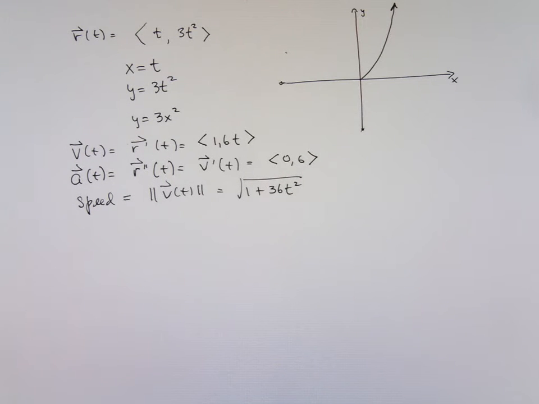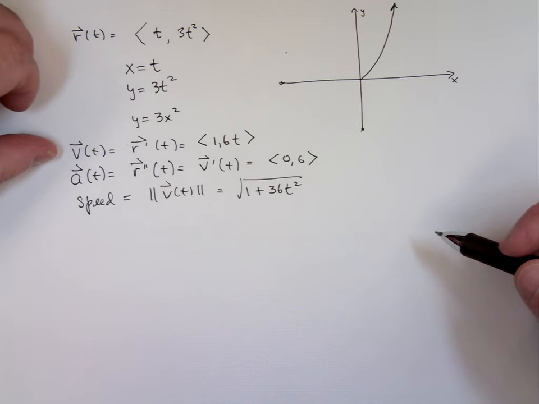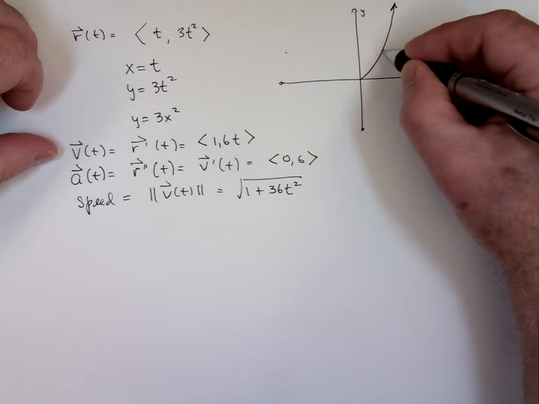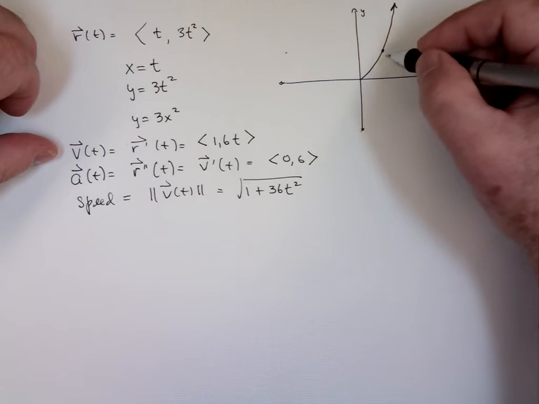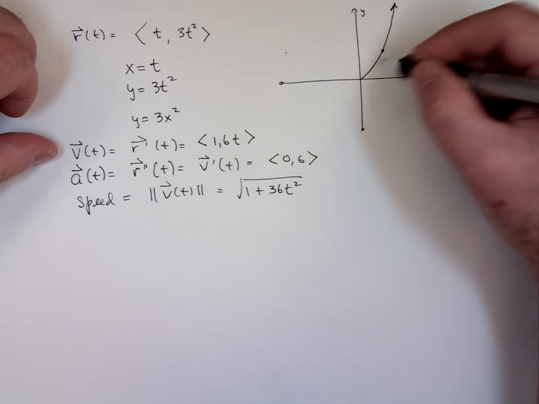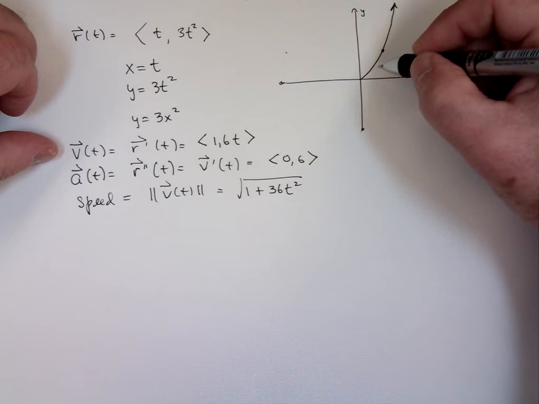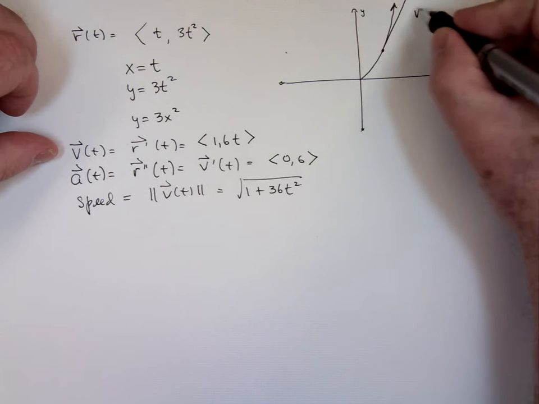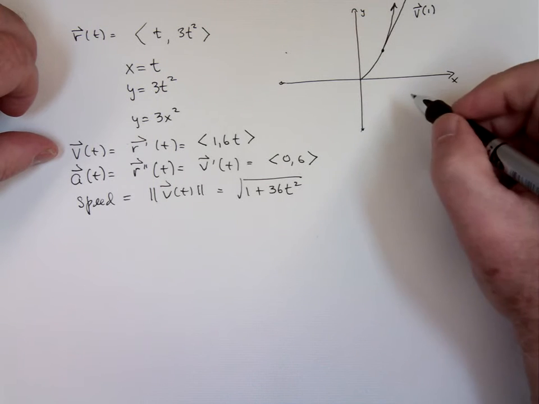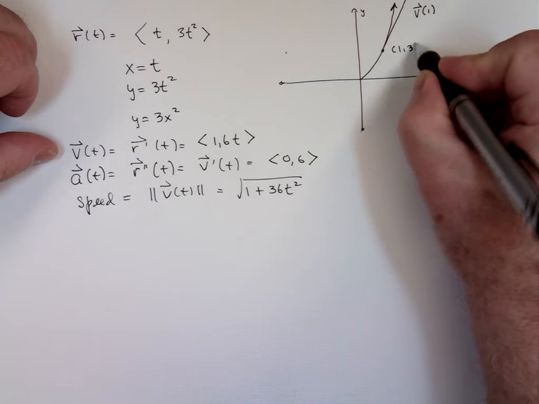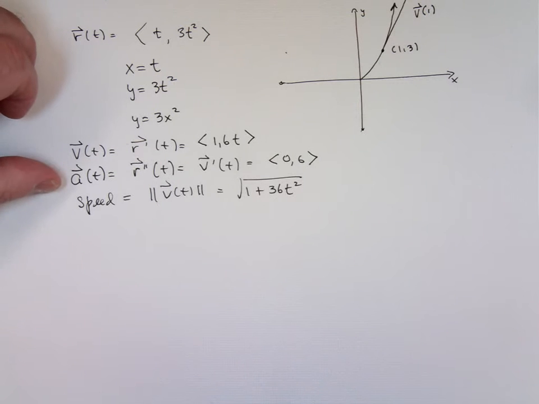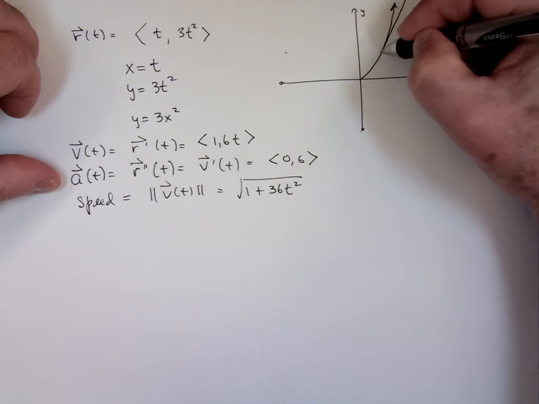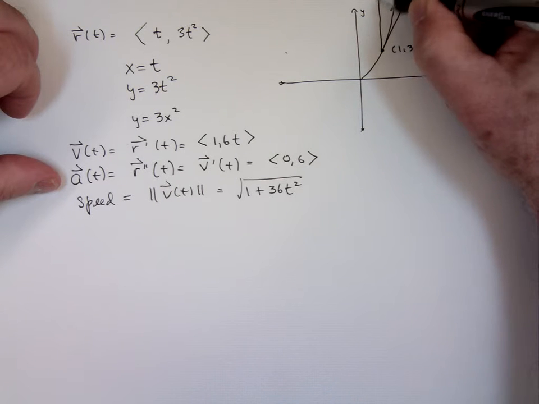Okay. Let's pause a minute here. Let's do this at t equals 1. At t equals 1, this point right here would be (1, 3). That would be the point. The velocity vector is (1, 6). Okay, that's a velocity vector. The acceleration is (0, 6), something like that.